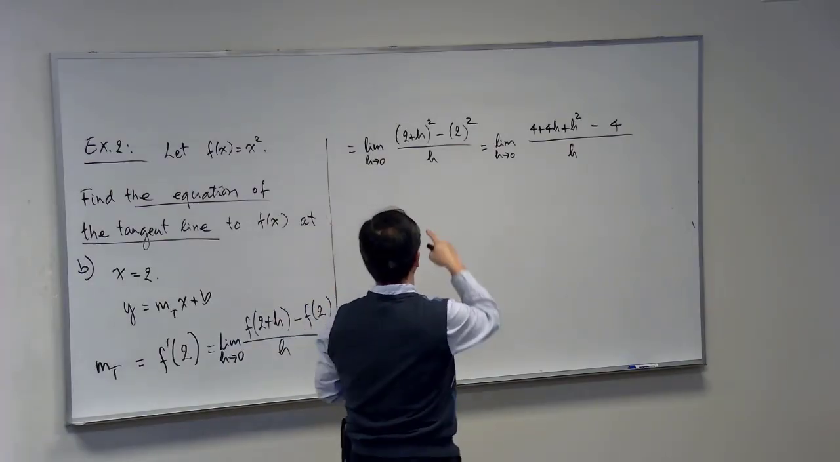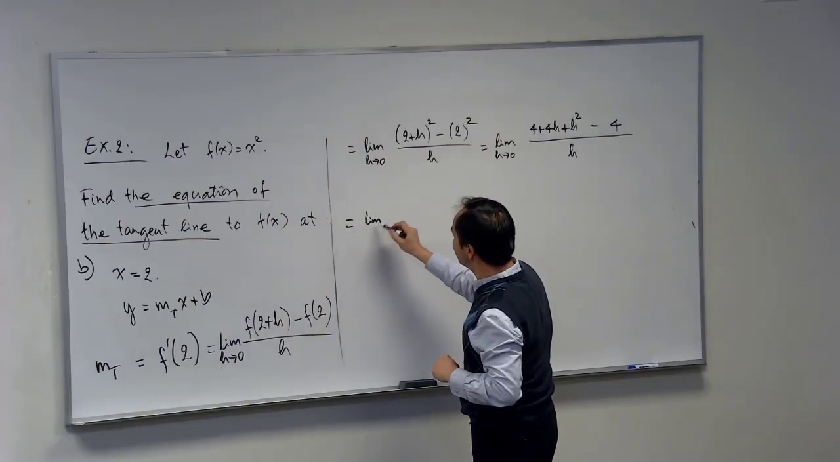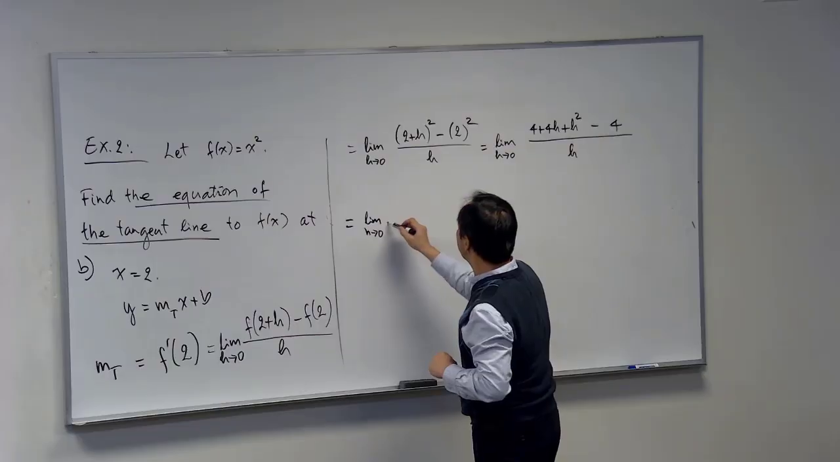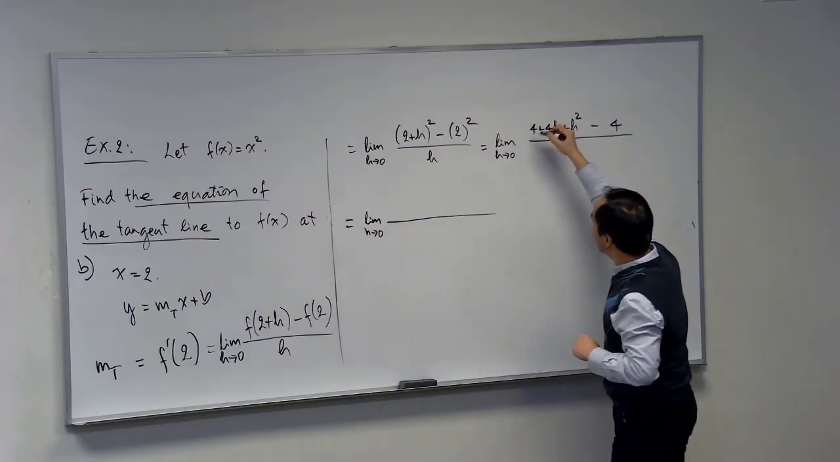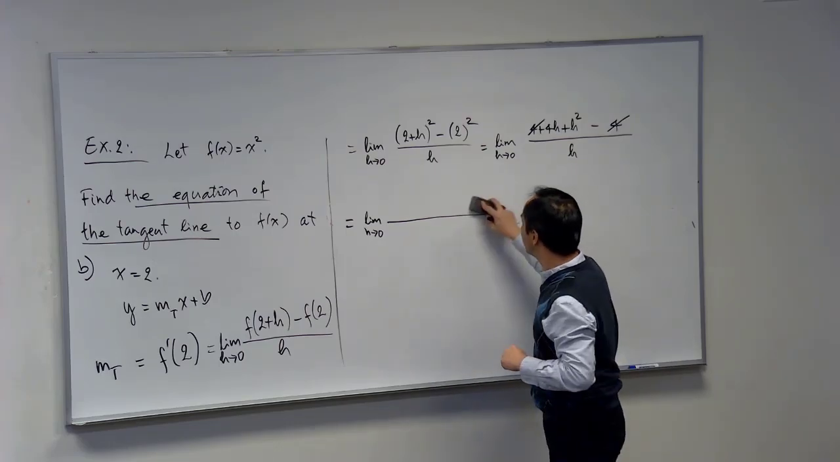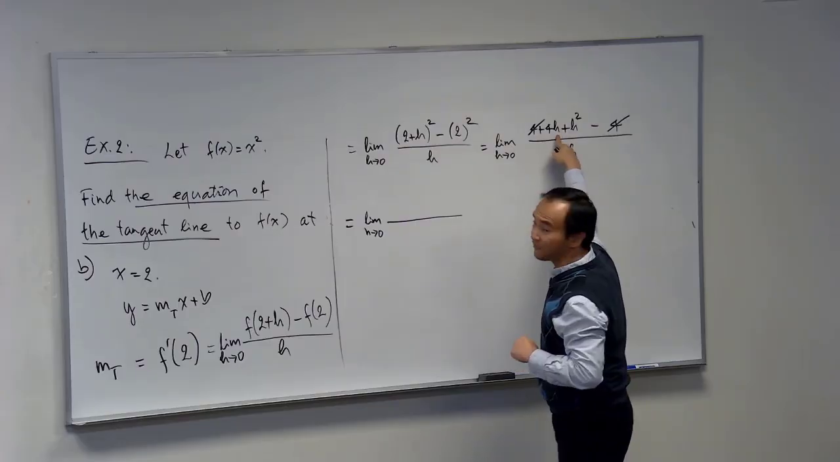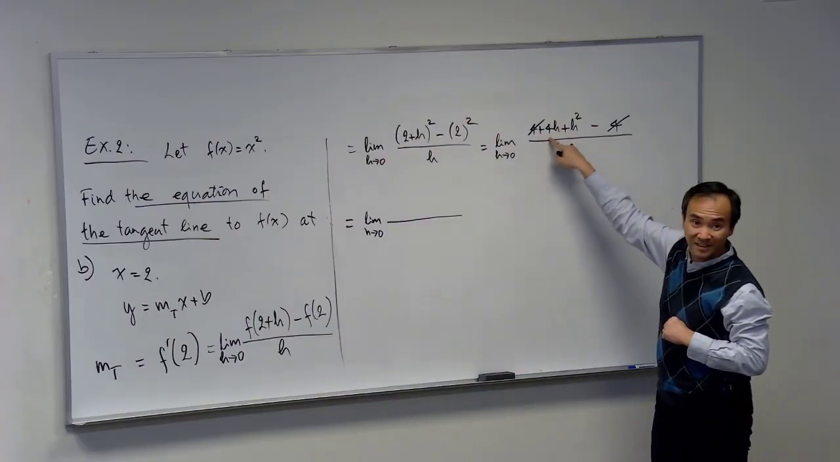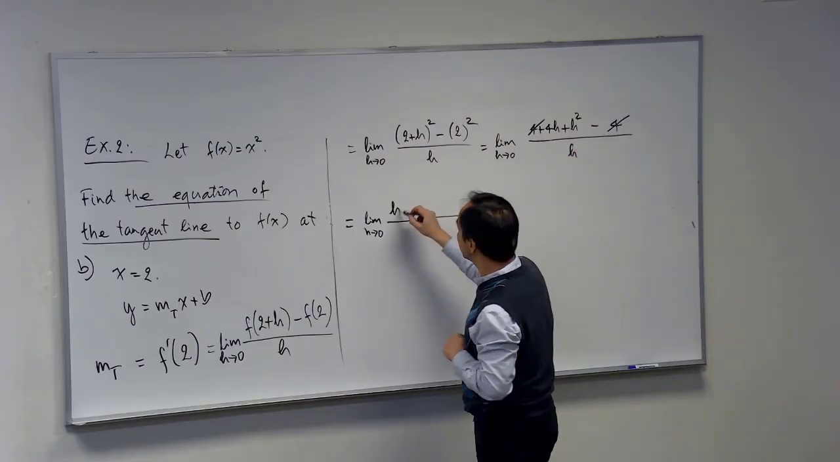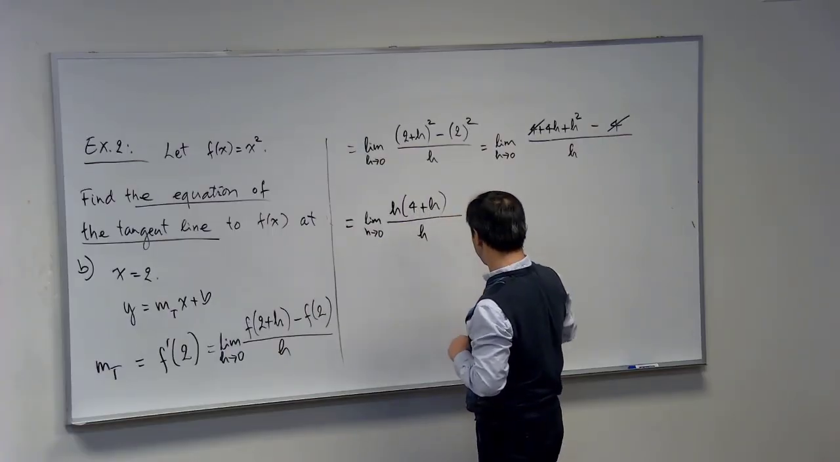So now after we FOIL, we arrive at that. So in the next step right here, still, it's a limit problem, the limit as h goes to 0. Now the opposite terms here got cancelled, so I'm combining steps a little bit. After cancelling out, these two remaining terms have a common factor. You guys all seen that? Okay, so I can factor out h, and we go 4 plus h, and then divide by h.